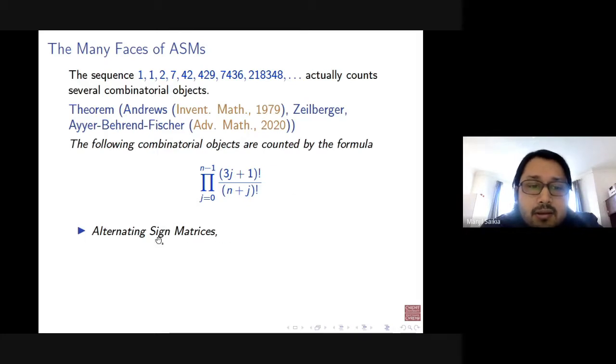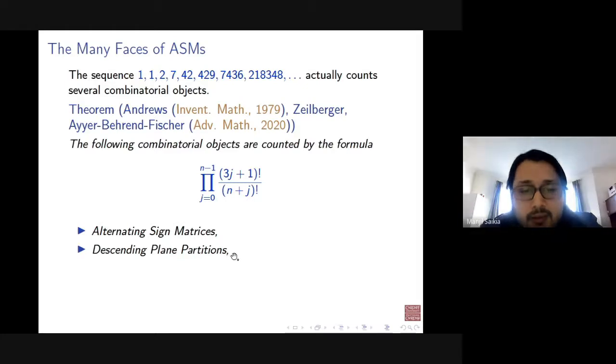I already showed you what alternating sign matrices are, and this was conjectured by Mills, Robbins, and Rumsey, and proved by Zeilberger. This also counts a certain class of descending plane partitions. These are objects which were introduced by Andrews, and you'll see that they appeared before alternating sign matrices. Andrews proved that a particular class of descending plane partitions is counted by this formula, but it took some time to realize that alternating sign matrices and descending plane partitions are counted by the same formula. The story is very nice, and it's available in a book by Bressoud, which I'll mention later on.